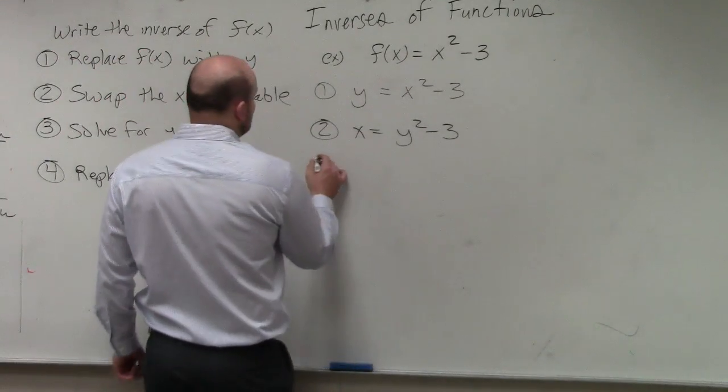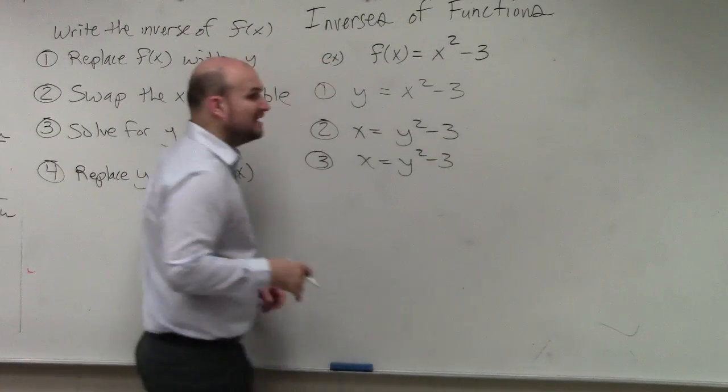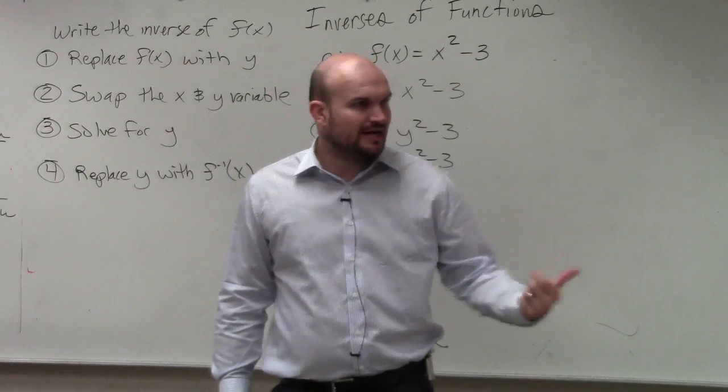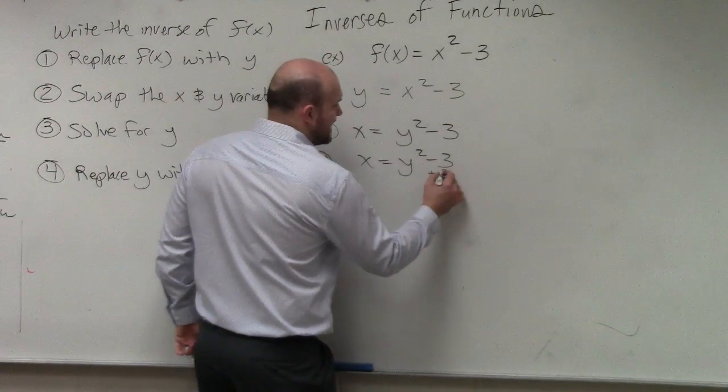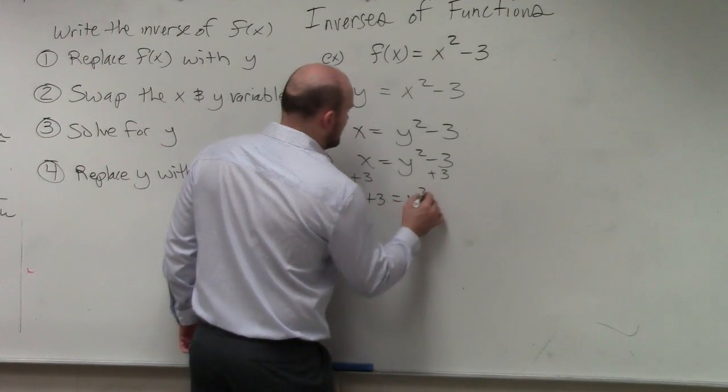So for step 3, we solve for y. The first thing you guys do whenever you're solving, if you remember your inverse operations, you always undo addition and subtraction first. So I have to add a 3 to both sides. So I have x plus 3 equals y squared.